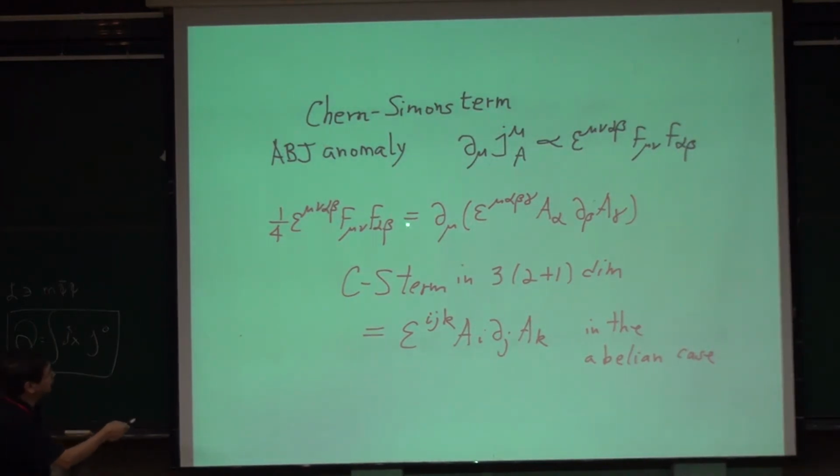It really arises from this. That is, this is the derivative of something. This is d of something, the exterior derivative of something, if I write this formula in differential form. So this is the Chern-Simons term. The important thing to notice is that the Chern-Simons term just contains one derivative, in comparison with Maxwell's term, which has 2 derivatives, partial A, partial A. So this has only one derivative.